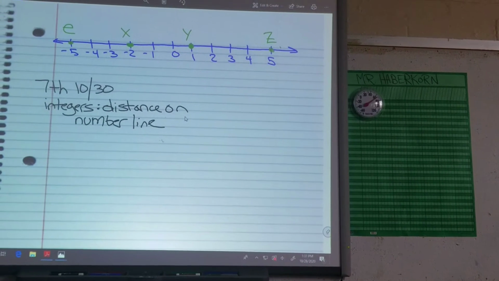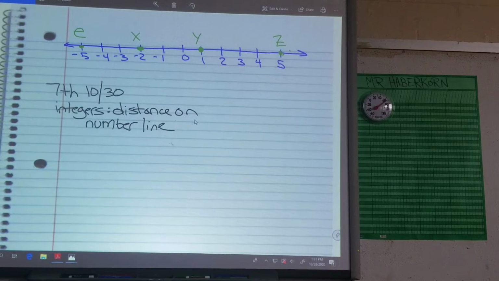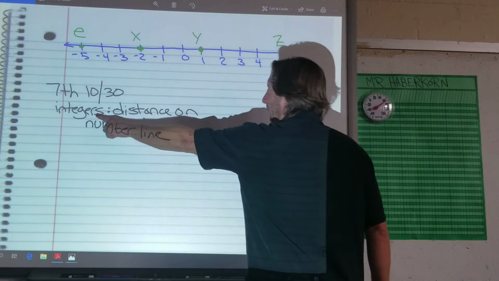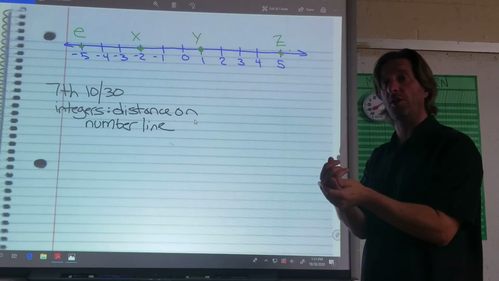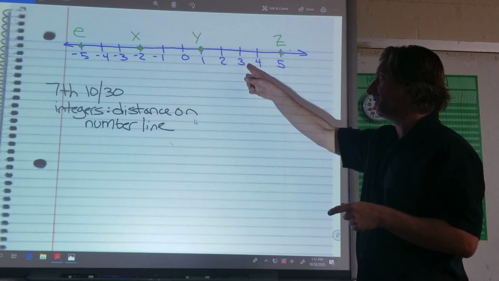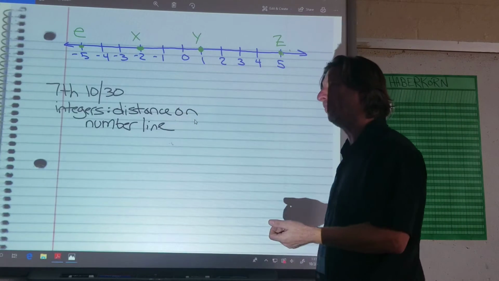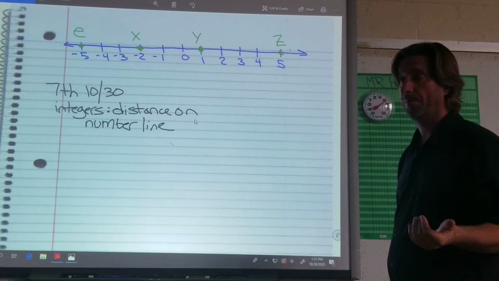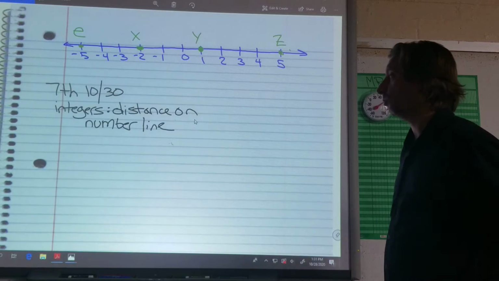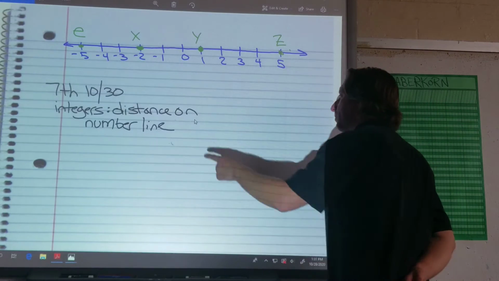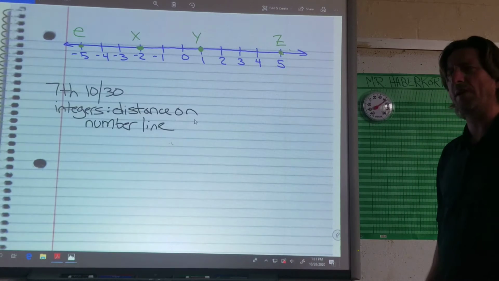All right, so we're going to continue our talk about integers. Yesterday we learned that integers are these numbers here on the number line. They don't have any fractions, they don't have any decimals. They're positive, they could be negative, or they could be zero. So any numbers with no fractions and no decimals are all integers. Today we're going to start talking about the distance between different integers on the number line. And this is pretty easy to do.